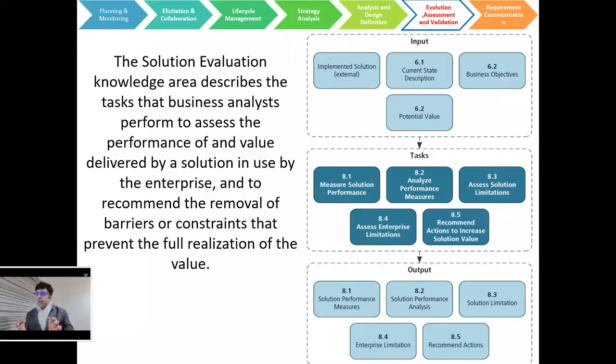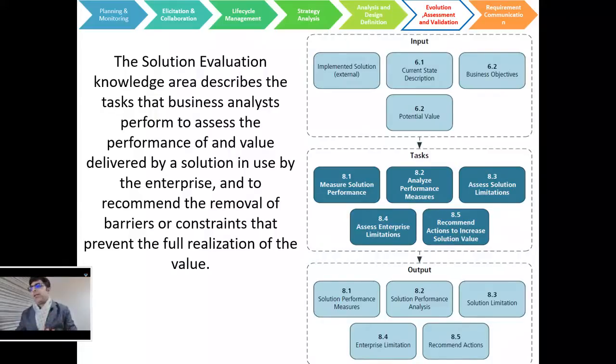So in short, you have to put the assumptions, the constraints, and the restrictions very clearly when you are calculating the value of that particular solution, or doing the valuation or the assessment part here. Okay, and the last, that is recommend action to increase the solution value.